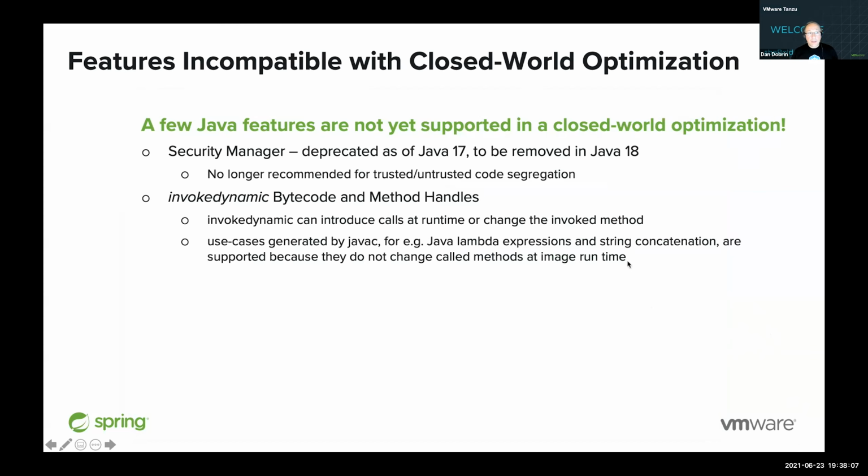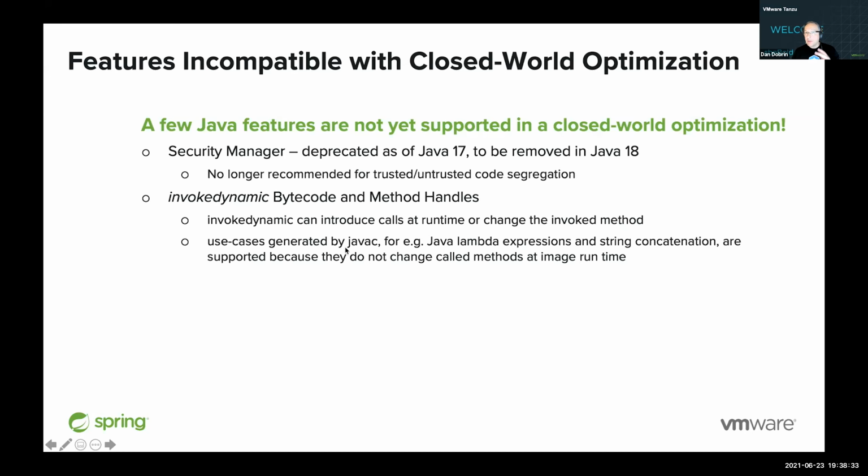Invoke dynamic bytecode and method handlers are also incompatible, because invoke dynamic could introduce calls at runtime or change the invoked method. And let's not forget that in closed world assumptions, all the methods that are called and their call sites must be known. So we cannot allow any kind of changes.